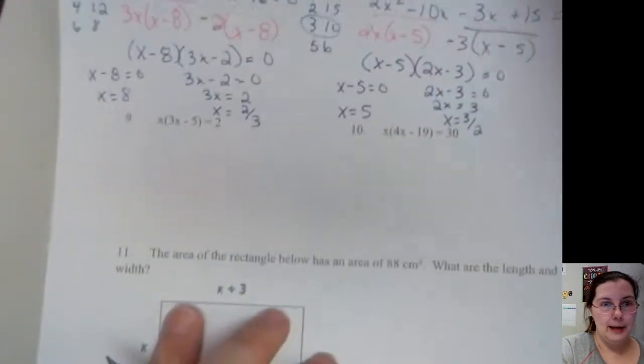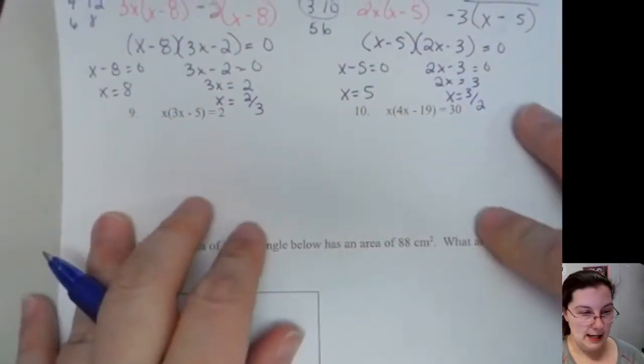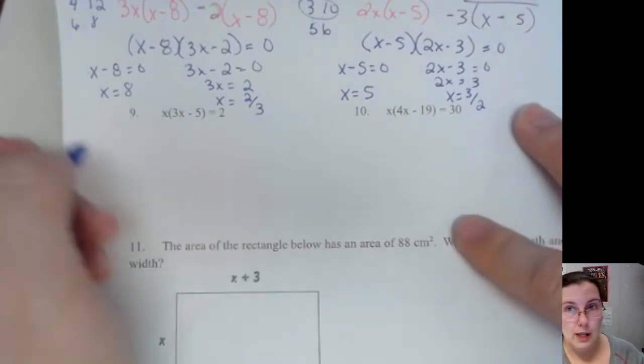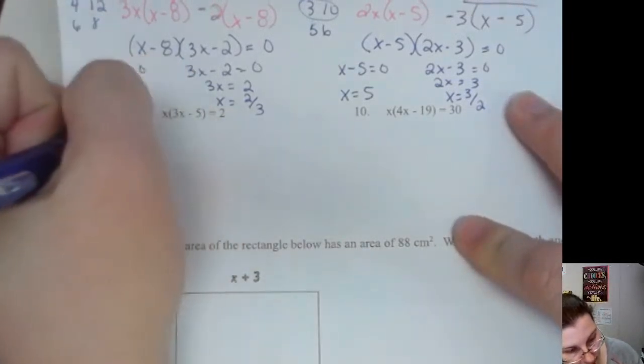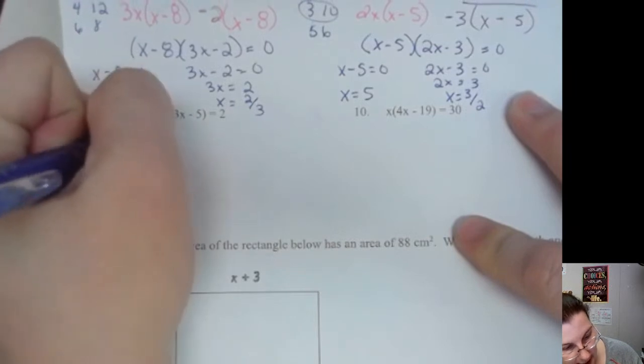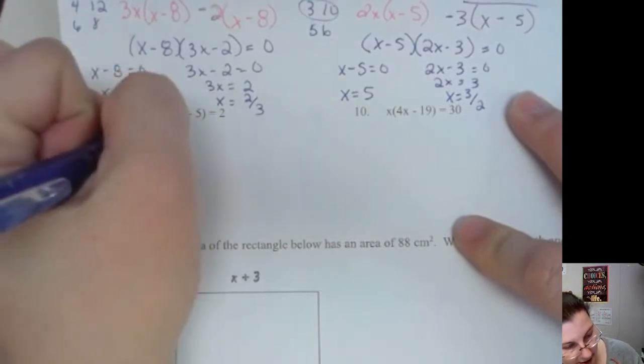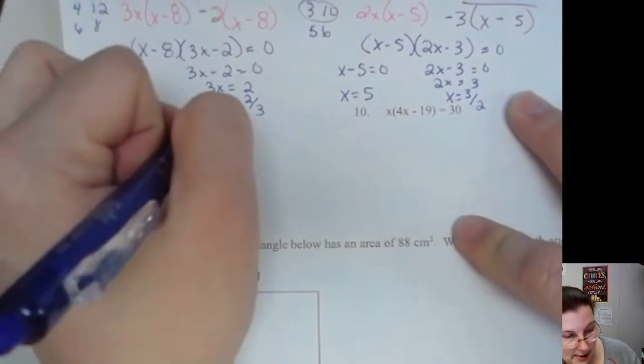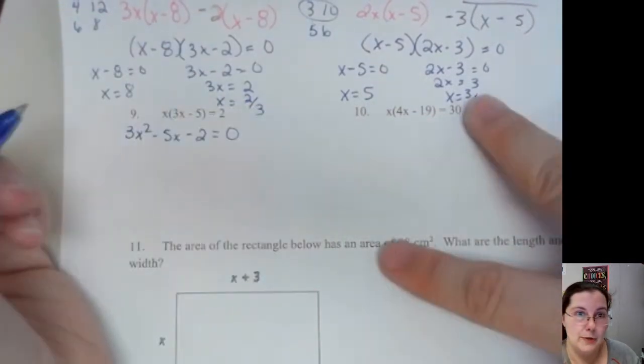All right, looking at number 9. So number 9 is taking us kind of another step forward. We have to distribute before we can do anything else, and we have to move. So to do that, I'm going to distribute. 3x times x is going to give me 3x squared, and x times negative 5 is negative 5x. And I'm going to go ahead and move this 2 over in the process. So that's going to give me that negative 2. So I'm left with equals 0.